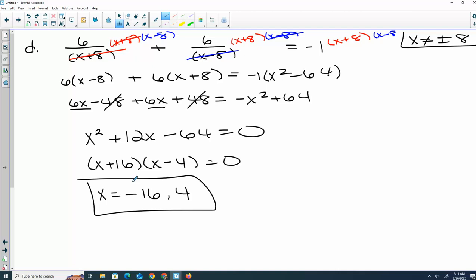Alright, so are we good with the equations? Our strategy: factor the denominators, multiply to cancel them out, and then check at the end and make sure your denominator doesn't equal 0.